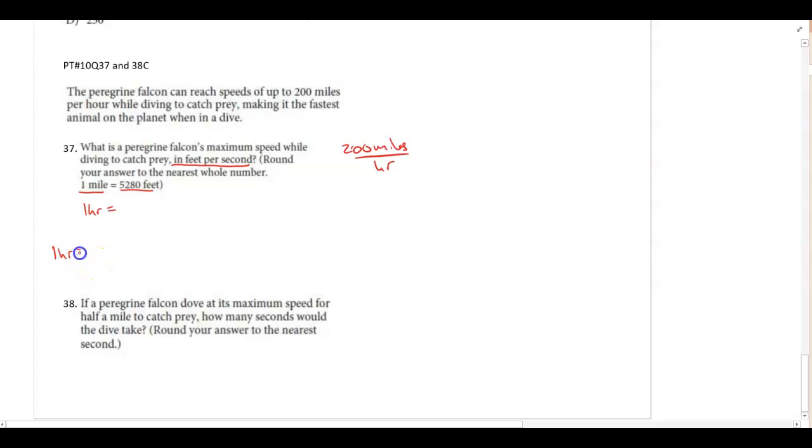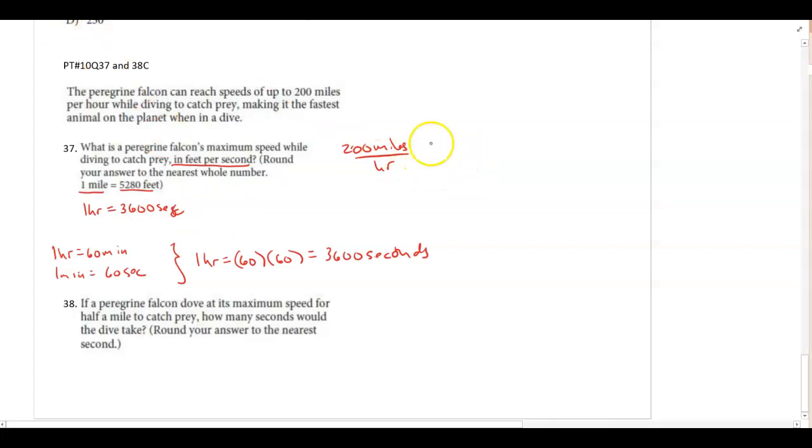If 1 hour is equal to 60 minutes, and then 1 minute is equal to 60 seconds, can I say that 1 hour is equal to 60 minutes per hour times 60 seconds per minute? Therefore, it'd be 3,600 seconds per hour. So 1 hour is equal to 3,600 seconds.